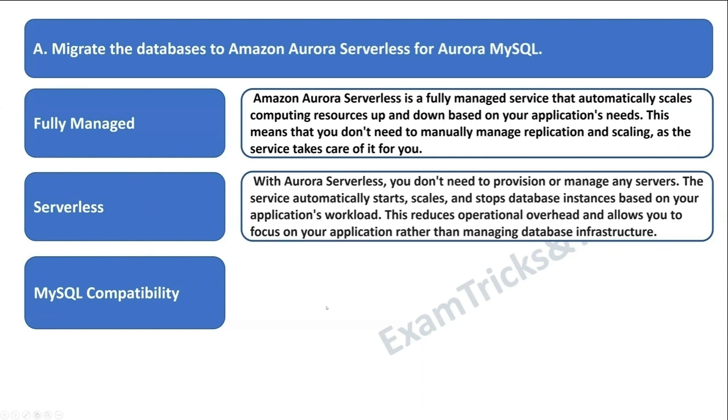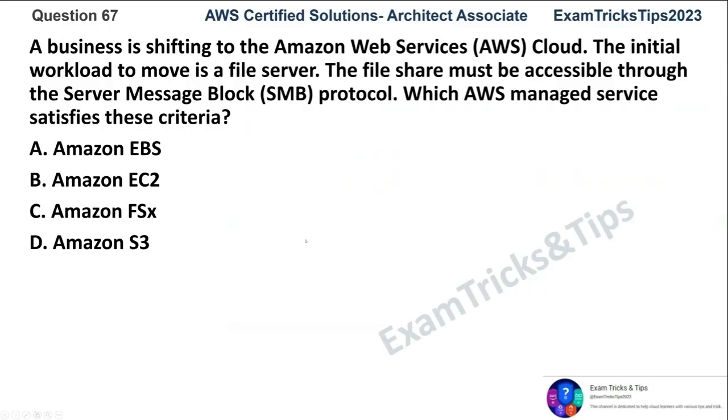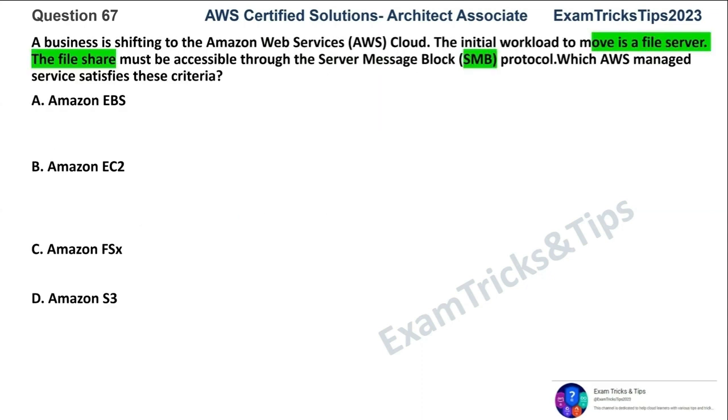So that's it. Question number 67. A business is shifting to the Amazon Web Services cloud. The initial workload to move is a file server. The file share must be accessible through Server Message Block. Which AWS managed service satisfies this criteria? So let's go over the problem. Let's identify keywords here.